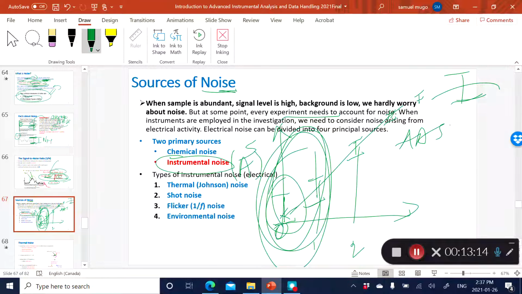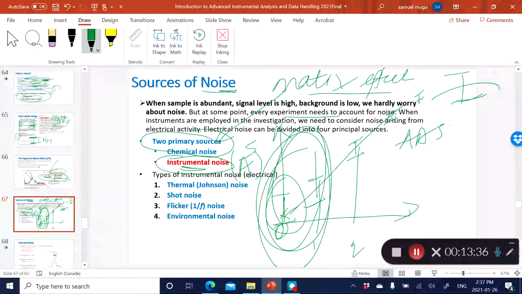Remember, we have previously talked a lot about chemical noise. Chemical noise refers to matrix effects. Remember, that's what we have talked about, and the solution to that, we've said, is standardization and calibration. But today, we are only focusing on the instrumental noise, and we've already talked about how you quantify it.